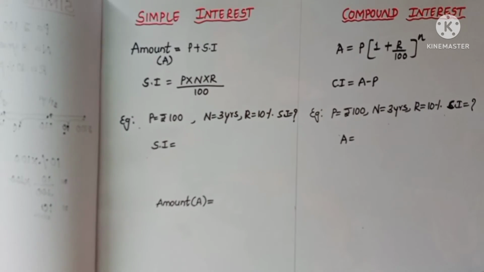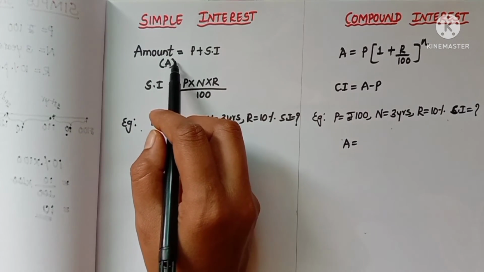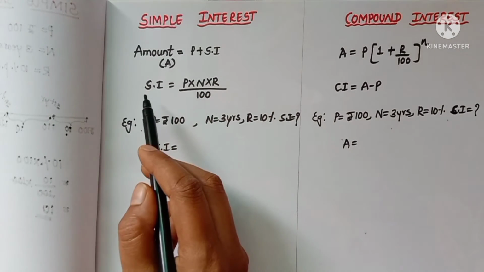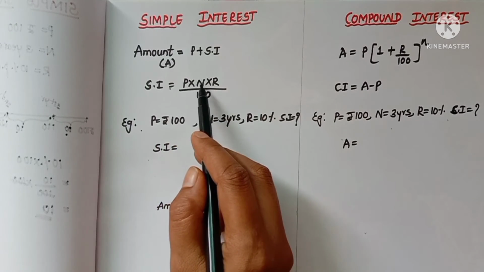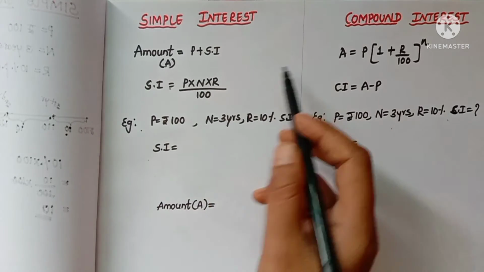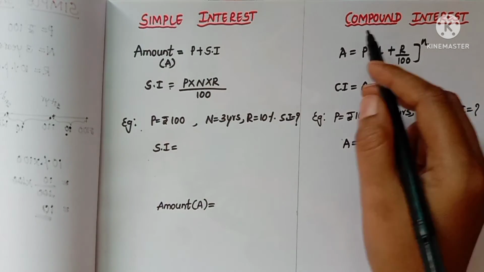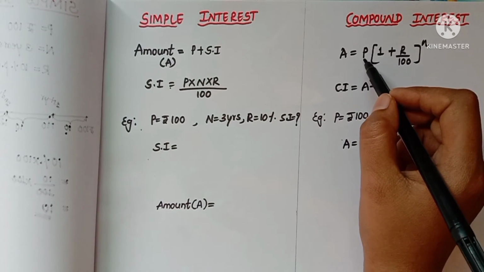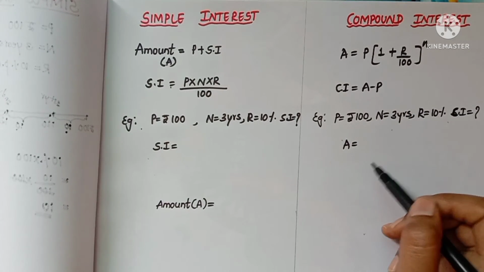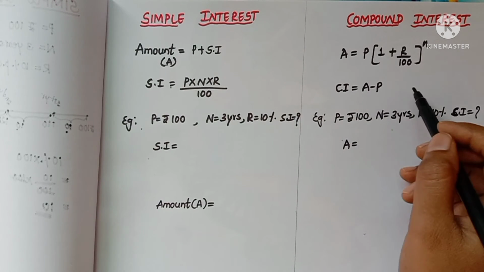The formula of simple interest, that is amount, A is equal to P plus SI. P means principal, SI means simple interest, where simple interest is equal to P into N into R divided by 100, where P is principal, N is number of years, R is rate of interest. And the compound interest formula is amount A is equal to P bracket 1 plus R divided by 100 to the power N. And compound interest is equal to amount minus principal, that is A minus P.